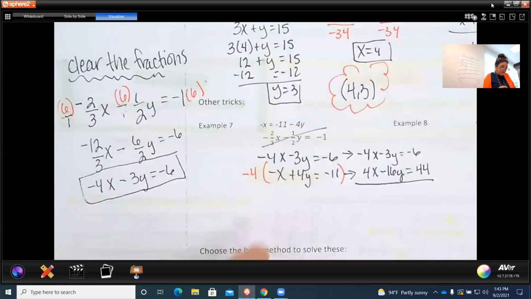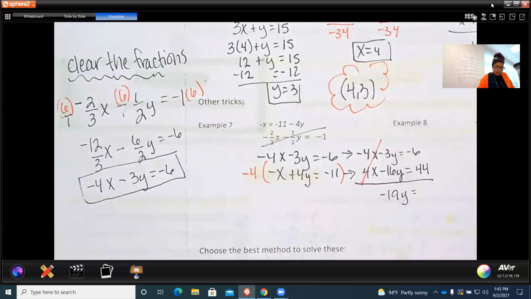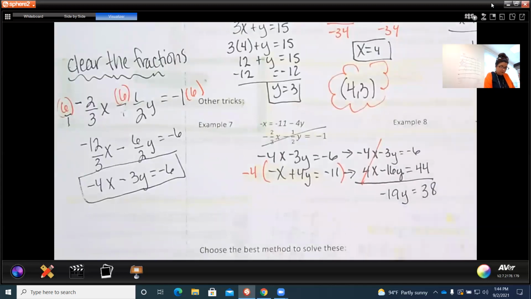All right, do my x's cancel? Yup. Do my y's cancel? Okay, so we can combine them. What's -3y minus 16y? Bring down your equal sign. And what is -6 and a +44? 38. Now what? Divide by -19. So y equals 38 divided by -19. I get -2. Am I finished?